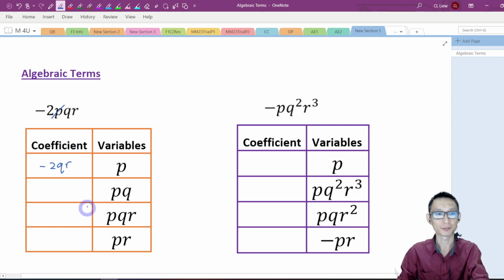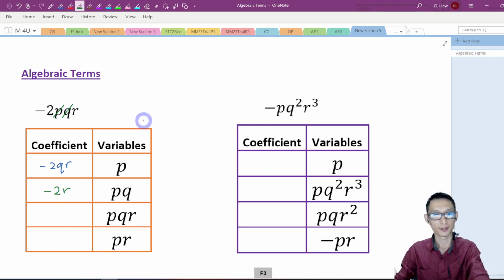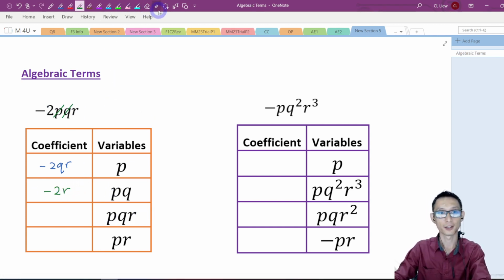Okay, now for pq, I'm going to cut the p and the q. I will see negative 2r. So this will be negative 2r. Let's proceed to the third one.